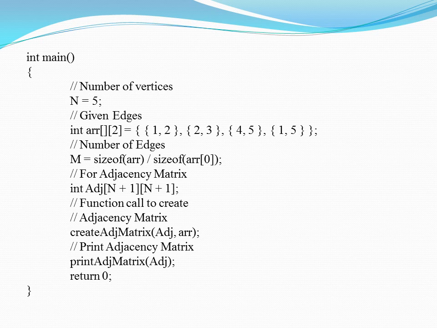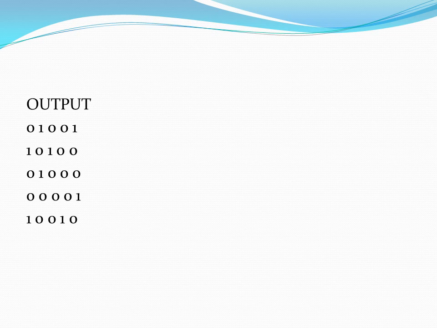After that we are declaring the adjacency matrix. Then we are calling the create adjacency matrix method to get the adjacency matrix values. After that we are calling the print adjacency matrix method. The output of the adjacency matrix is shown here.